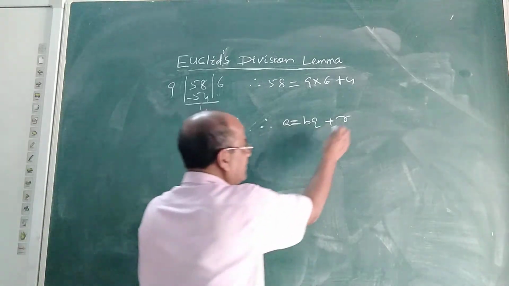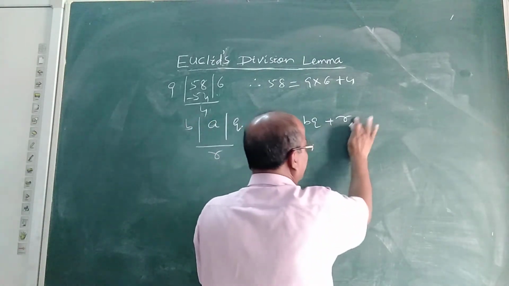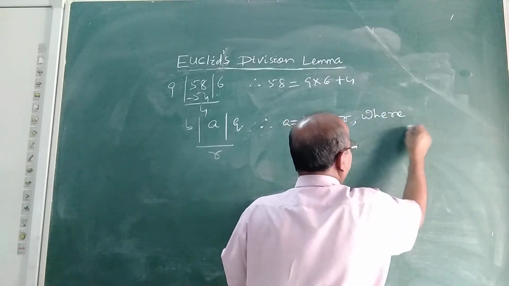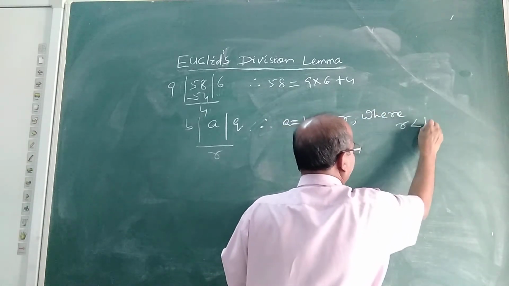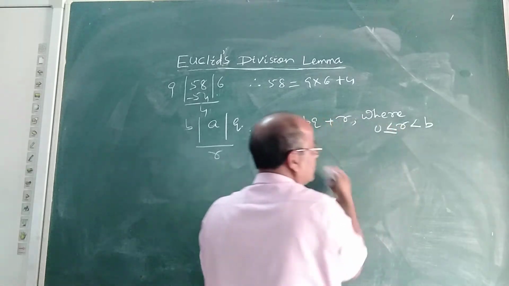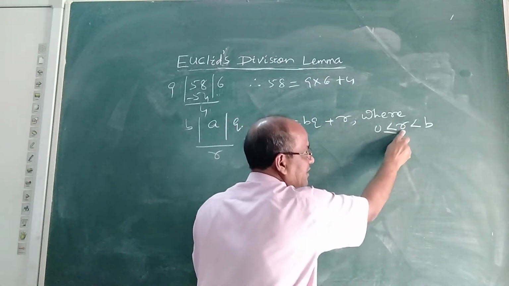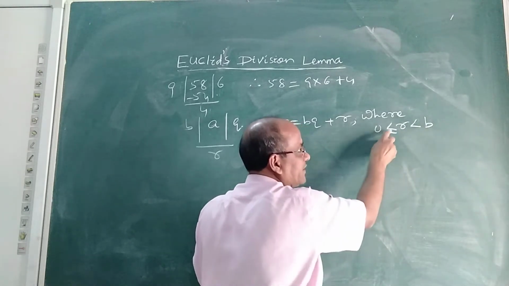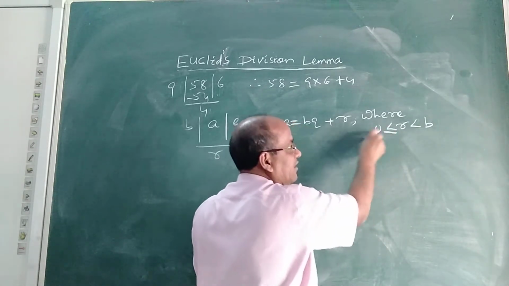And what is the condition? What condition must this relation satisfy? This relation must satisfy the condition where r is less than b and greater than or equal to 0. What is the meaning? The remainder r must be less than b, where b means the divisor, and it should be greater than or equal to 0.